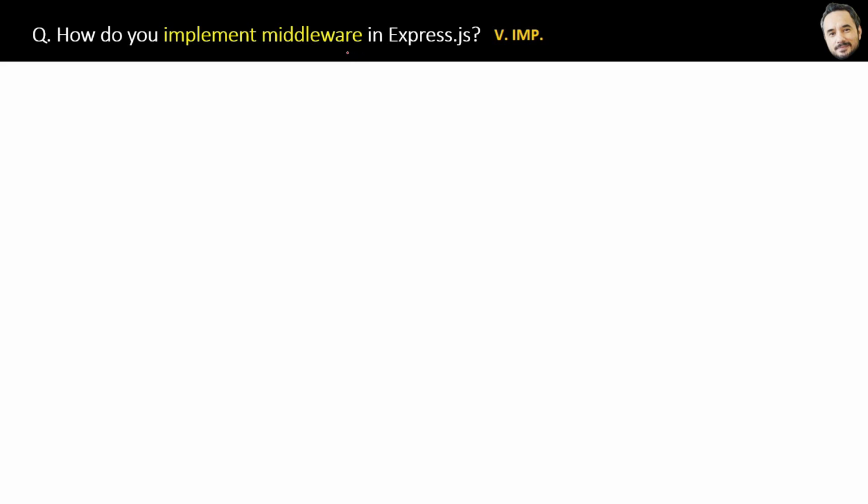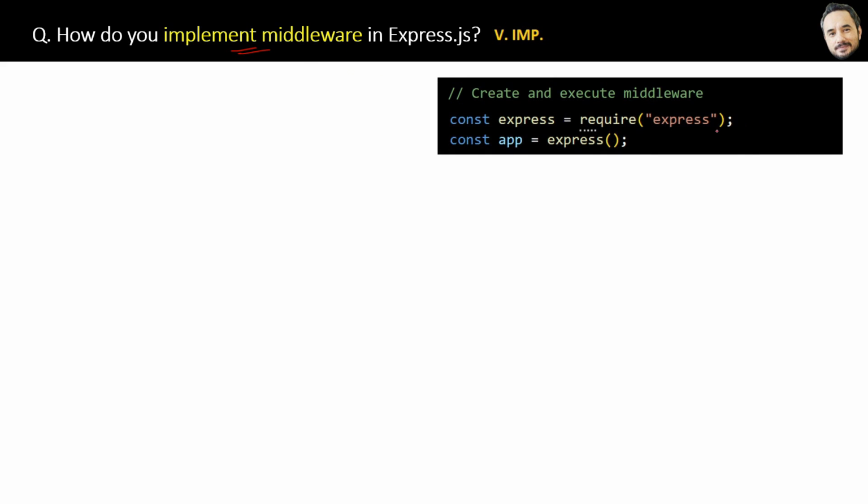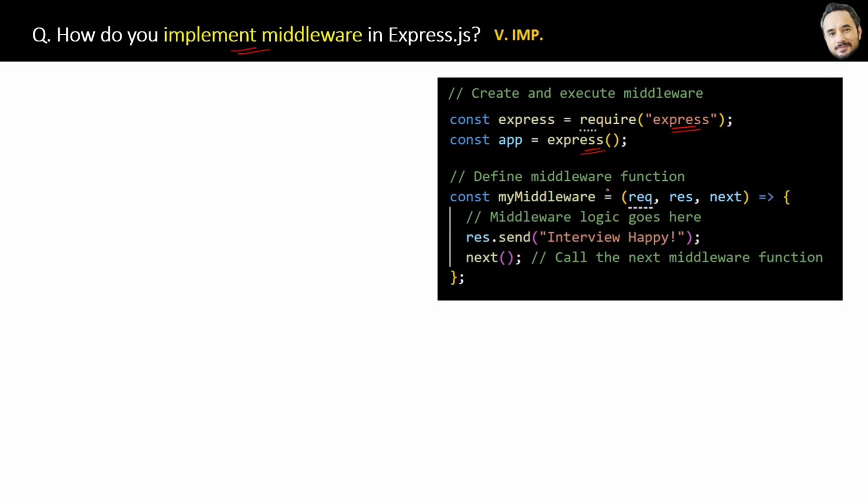How to implement middleware in Express? See, there are 4 simple steps for creating and using middleware in Express. Okay, let me show you. First, initialize an Express application like this, you already know. Second, define a middleware function, myMiddleware, like this. The name can be anything. As you can see, this middleware function accepts 3 parameters: request, response, and next, which is a callback function. I will explain it.